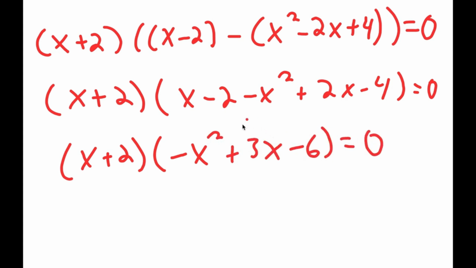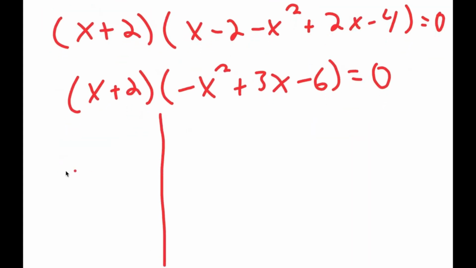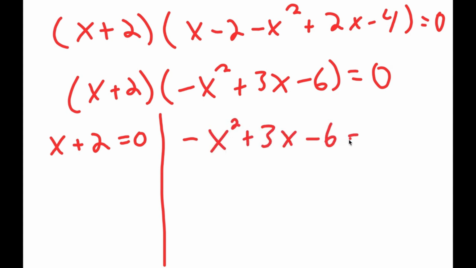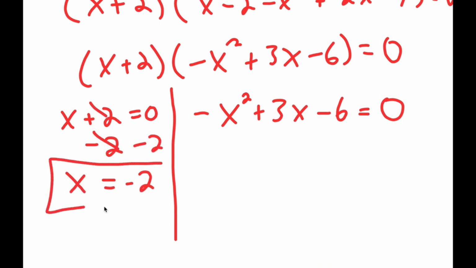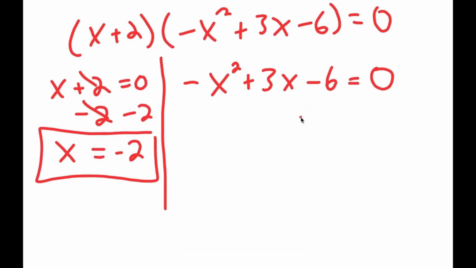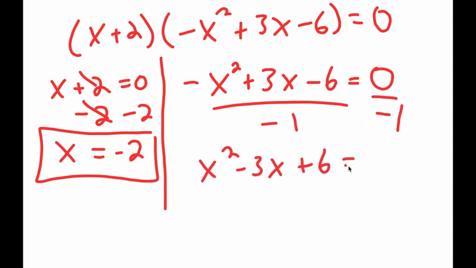So now this gives me two equations. I get x plus 2 is equal to 0, and I also get negative x squared plus 3x minus 6 is equal to 0. So to start, for x plus 2 equals 0, this is fairly simple. All I have to do is subtract 2 on both sides, and I get x is equal to negative 2. Now for negative x squared plus 3x minus 6, I'm going to first start by dividing both sides by negative 1. And now I get x squared minus 3x plus 6 is equal to 0.